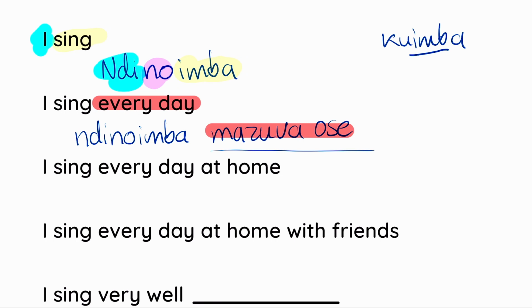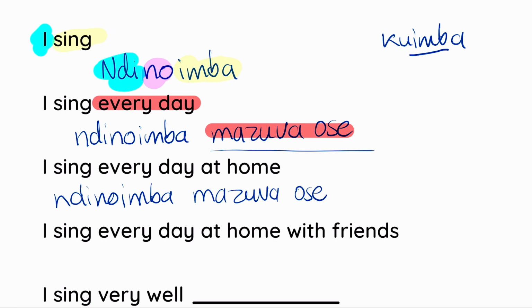I sing every day at home. That becomes ndinoimba mazuva ose kumba. I sing every day at home. So we've got the very first part that is exactly the same. Our subject, ndi, our present tense marker, no, our verb, imba, mazuva ose, every day, at home, kumba. So here the ku indicates where it's happening and mba is home. So kumba is our noun with its prefix ku and the noun stem mba. So kumba. I sing every day at home.